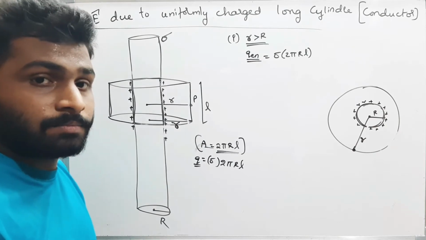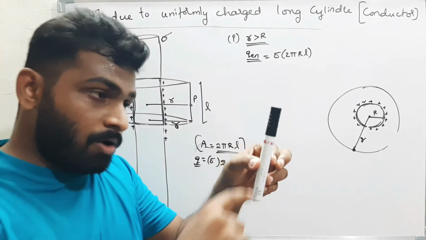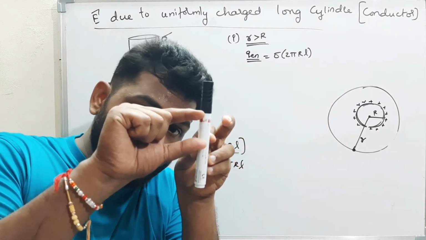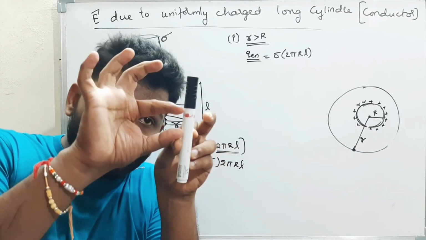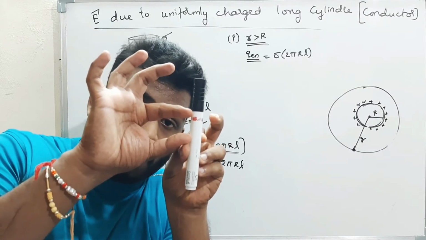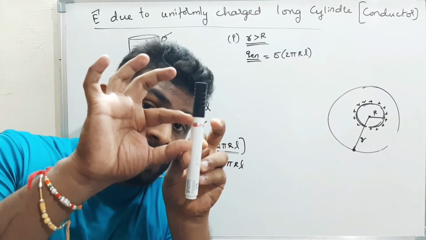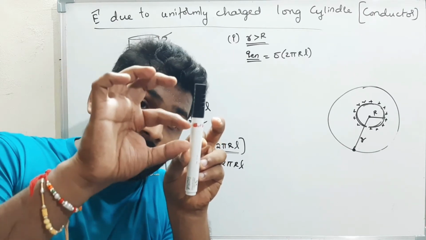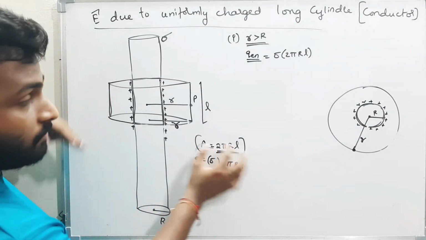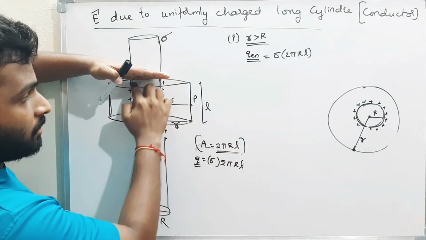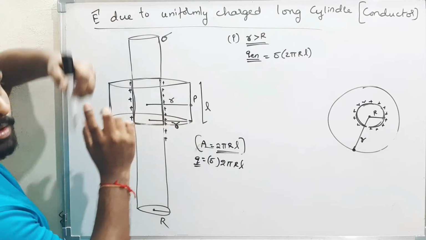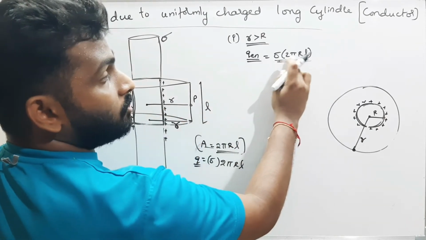I think that is clear. See here, this is a long cylinder, and I am assuming a small Gaussian surface. What part of the cylinder is present in this Gaussian surface? Only this much of the cylinder, of length L, is present. For this small cylinder part there will be some charge. When I multiply sigma with this area, 2 pi R into L, the charge enclosed is sigma into 2 pi R into L.